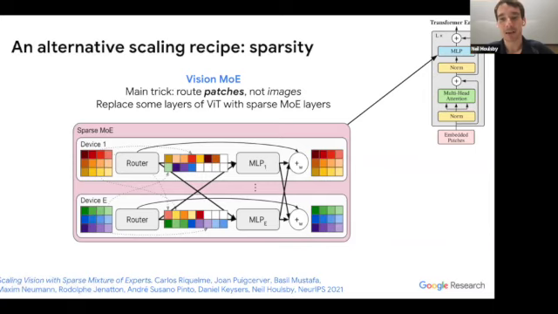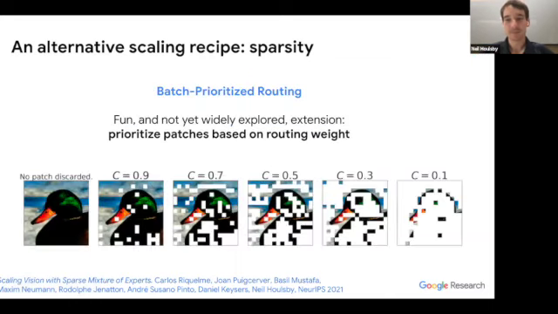And a standard MoE will drop patches at random, just based on the order in which they happen to appear in the batch. But one can be smarter than that and come up with some decision as to which patches should receive priority. We use a very simple heuristic for this. We just say those that have the highest routing weight get priority over those for whom there's a higher entropy in the routing decision. And with that, we can prioritize the patches. We can do this during inference time, and we can do it during training and inference time.